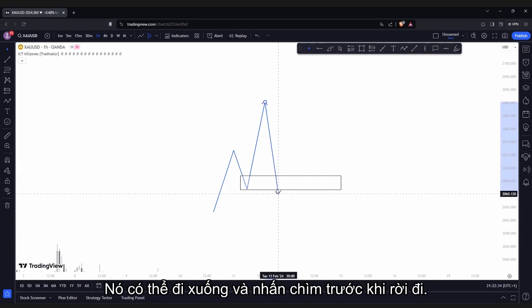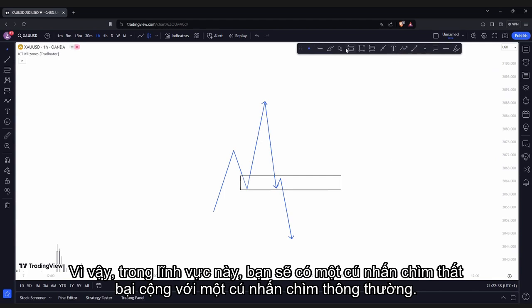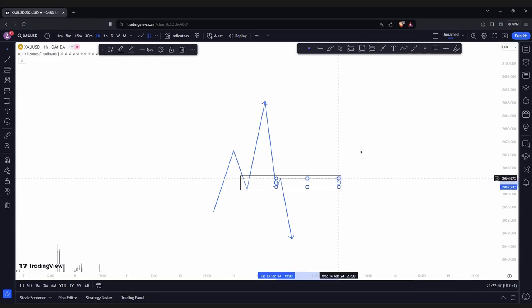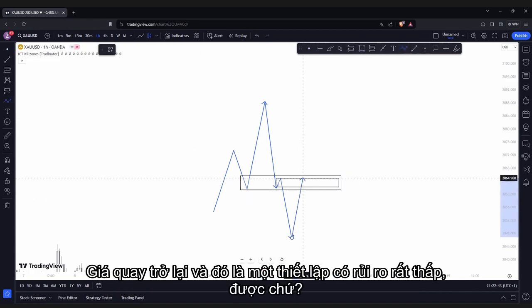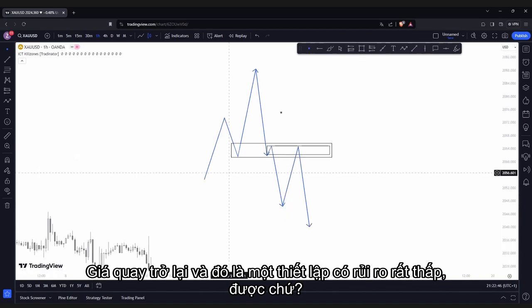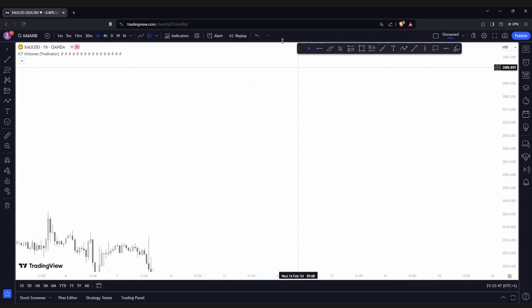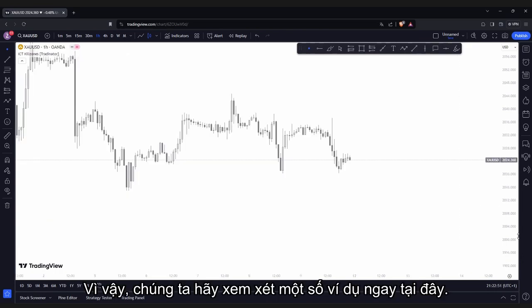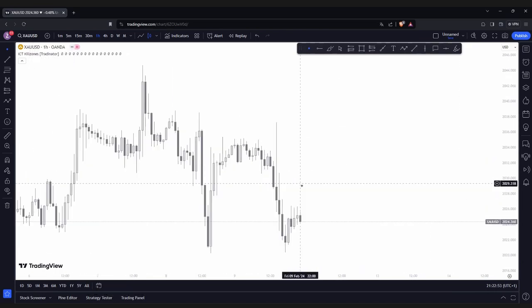Okay, it can go down and then make an engulf before it leaves. So in this area, you're going to have an engulf fail plus a normal engulf. Price pulls back, and that is a very low risk setup, okay? So let's take a look at some examples right here.